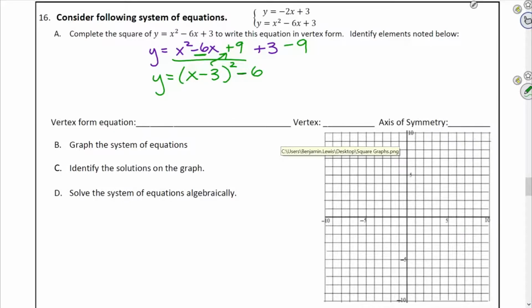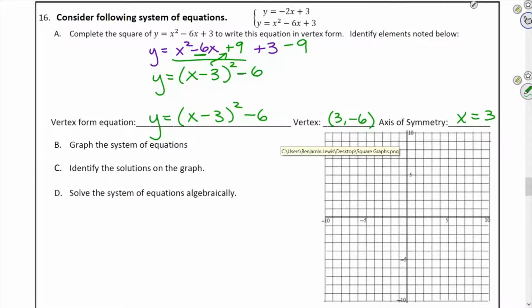Okay, so the equation I get is y is equal to x minus 3 squared minus 6. The vertex is 3 comma negative 6. Okay, I changed the sign for x but not for y. And the axis of symmetry is going directly through this x coordinate of the vertex. I get x is equal to 3.